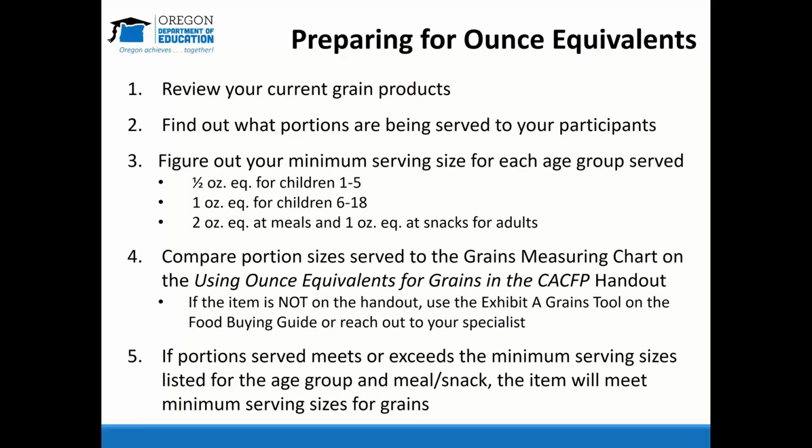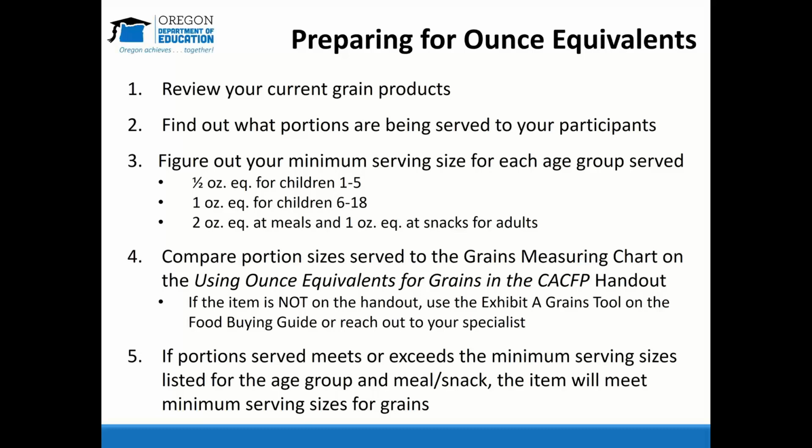To put it all together, as you're preparing for the move over to ounce equivalents, there's a few steps you should take. So first, review what grain products you are currently serving. It's always a good idea to review your menus at least once a year, see what's working, see what's not. For example, you might want to check creditability. Next, figure out how much your participants are receiving. What are the portion sizes for each of your grain items that are being served?